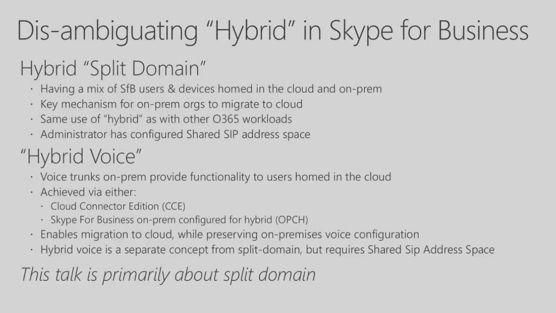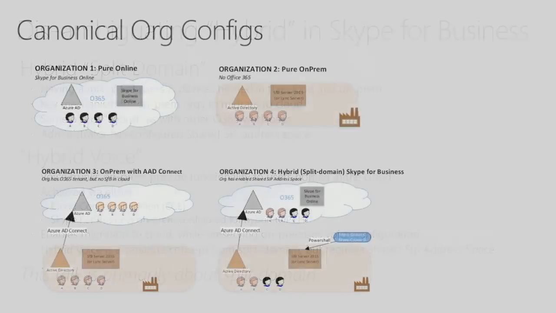I'm going to be really focused on the whole notion of split domain, and if you had a pure on-prem environment, what does it mean for you to get into the cloud? So to start out, I just wanted to look at some canonical org types to level set so we're all on the same page about what these terms mean.